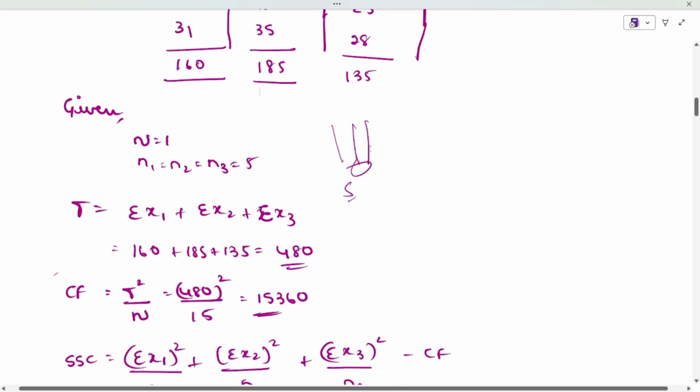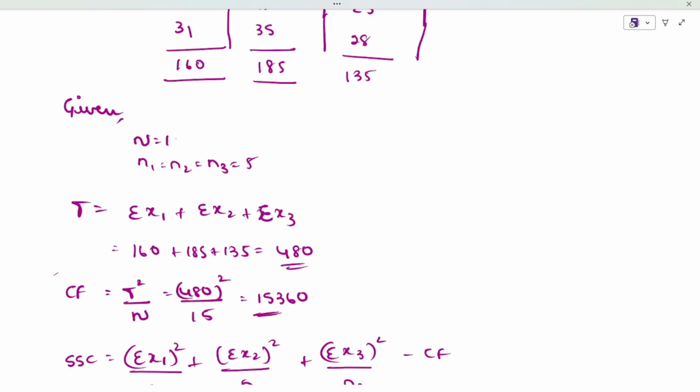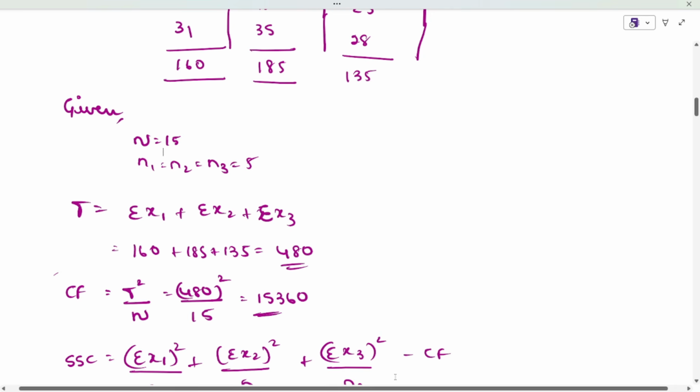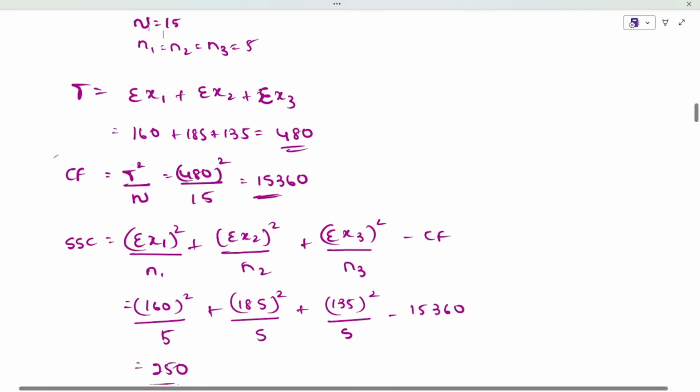Next, you need the value of the correction factor. See, here N was 15, right? Now you have to find the correction factor. You have T also, and N also, that is 15. T is 480. If you do 480 squared divided by 15, you will get the correction factor.